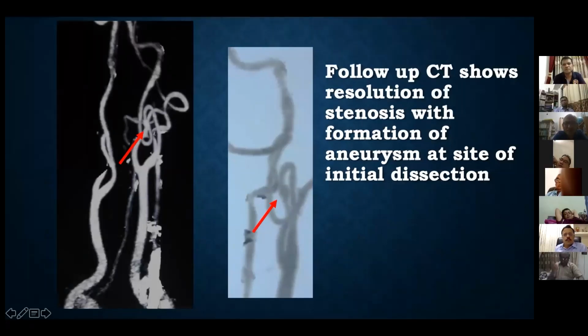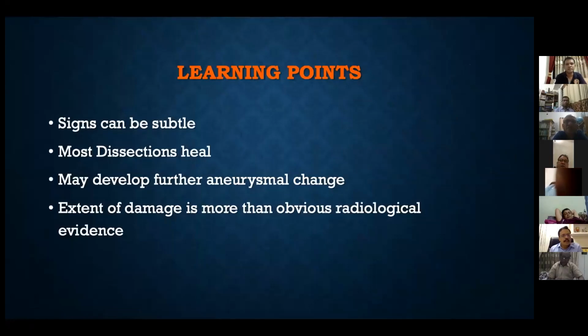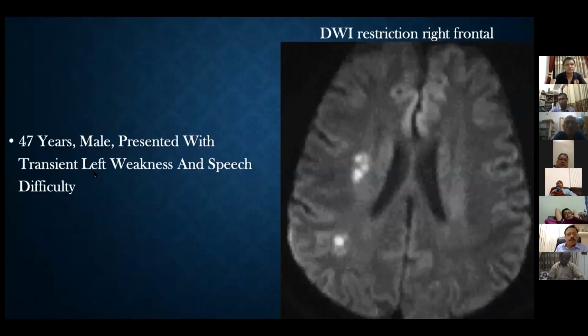So the learning points here are that dissection signs can be very subtle. Most of the dissections can heal and change, but they may develop further aneurysmal change, and the extent of damage is much more than is obvious on the radiograph. So whenever you see a young patient with a stenosed-looking ICA, keep this in mind and do a dedicated imaging to look for dissections. Again, showing a 47-year-old male patient with left-sided weakness and speech difficulty, small infarctions.